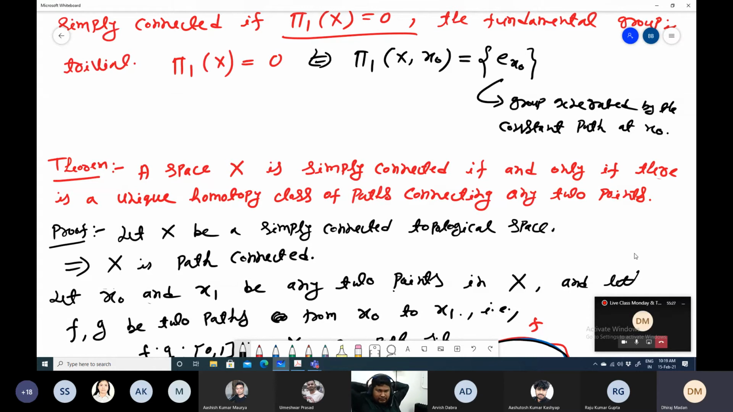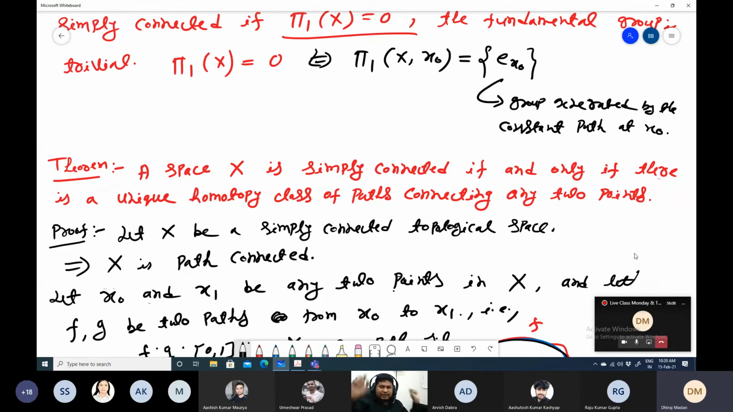Yes. So now it is given that there is a unique homotopy class of paths connecting any 2 points, and you have to prove that X is simply connected. So how will you prove that? Like we can take the special case where x0 equals x1 and then it will be trivially true. Right. But you need to prove another thing. So do you know what? You will prove that it is path connected first.